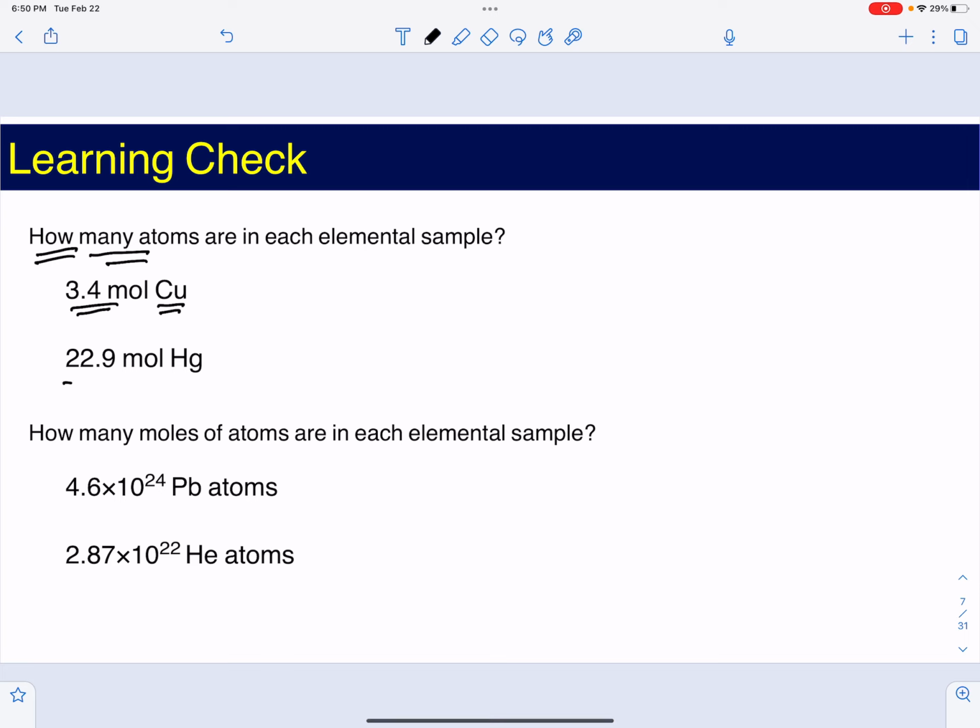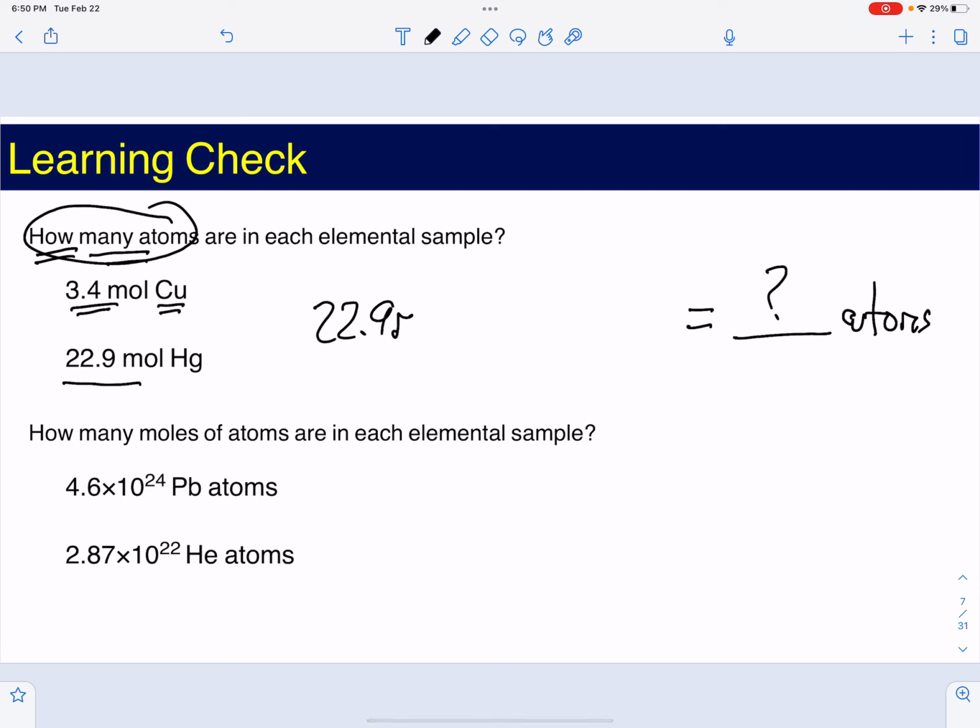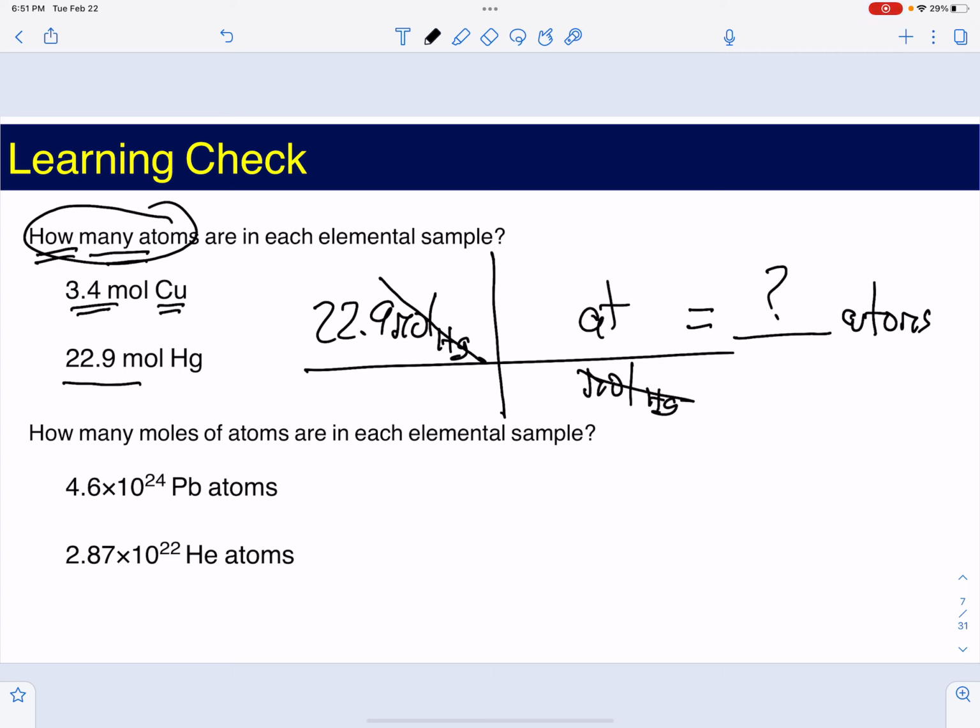What about the next one? Once more, we're looking for the number of atoms. So always put down whatever you're looking for first. Number of atoms. I'm going to just put atoms. We know it's the number of atoms. And you're beginning with 22.9 moles of mercury. You do not want the moles of mercury because you're looking for the number of atoms.